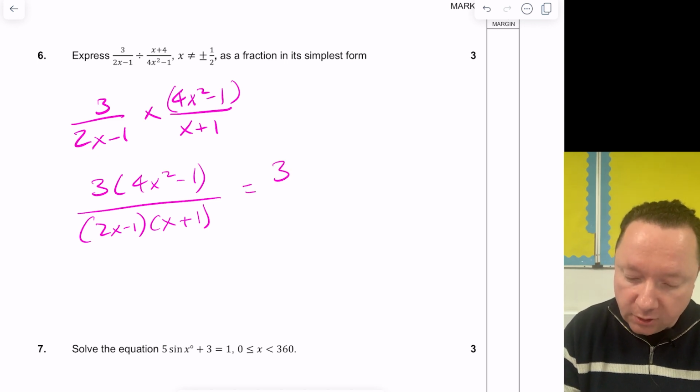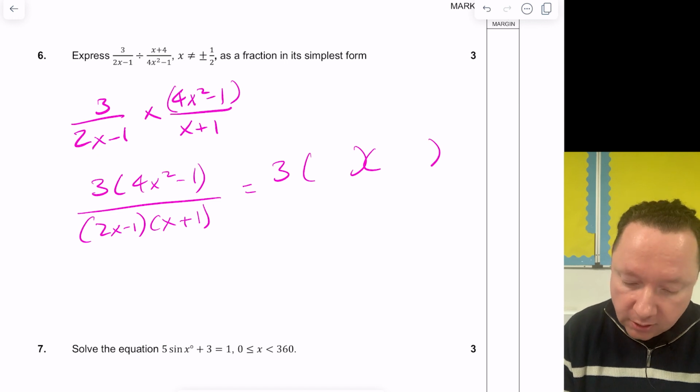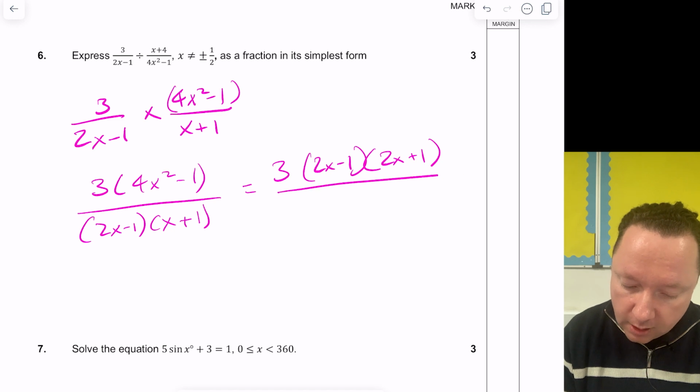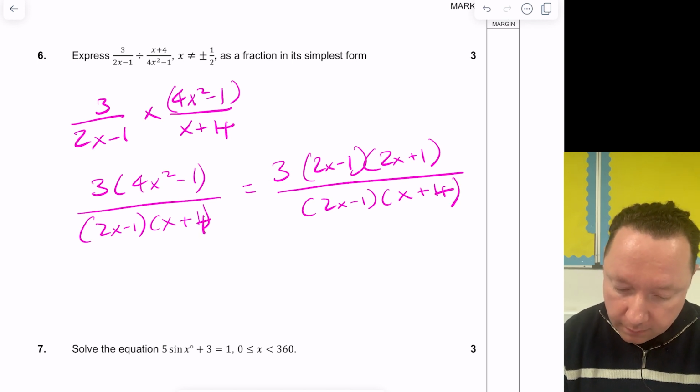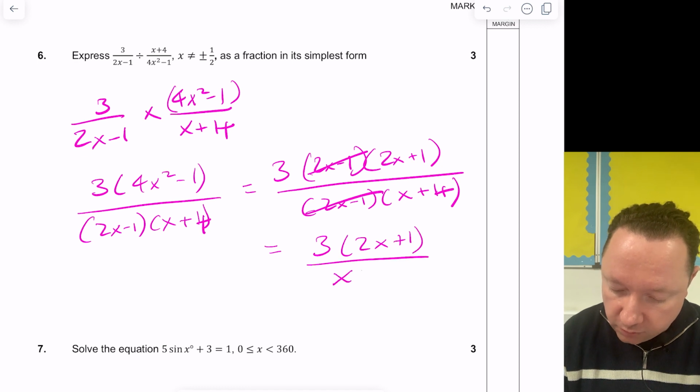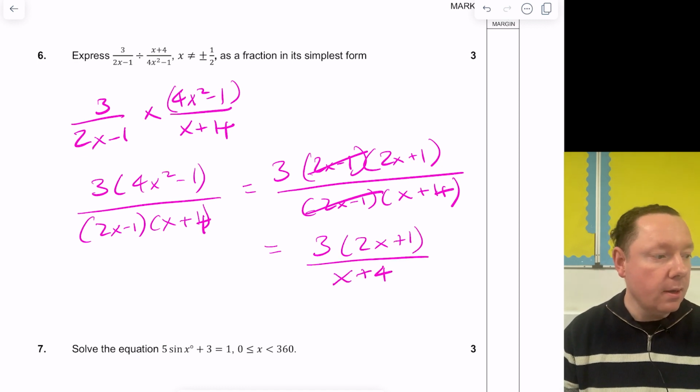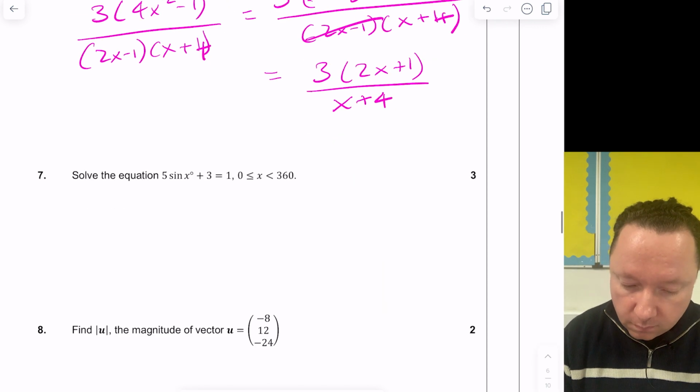So the top is a difference of two squares. So that's (2x minus 1)(2x plus 1) over (2x minus 1)(x plus 4). Miswrote that, that's a 4, sorry. There we go. And we can just cancel to get 3 times (2x plus 1) over x plus 4. And we're done there.